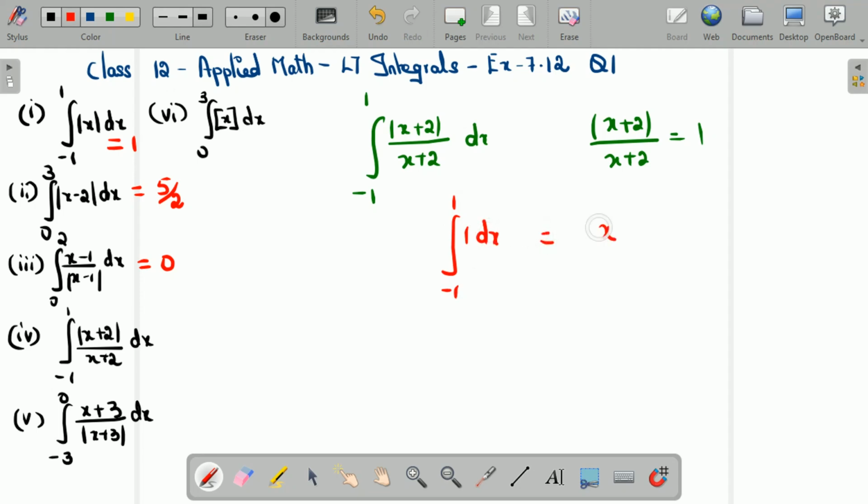Integral of 1 dx is just x between the limits minus 1 and 1. So let's apply the upper limit 1 minus the lower limit, which is minus 1. So if you simplify, this is 1 plus 1, which is equal to 2. So the fourth one's value is plus 2. Now let's take up the fifth one.